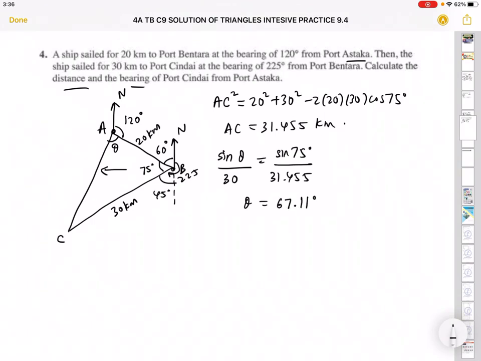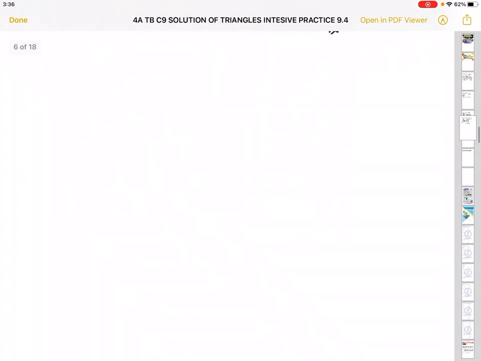But we're not done. Bearing, remember, is measured from north. So we got 120. You need to add 67.11. The final answer is 187.11. Okay. Moving on to question number 5.